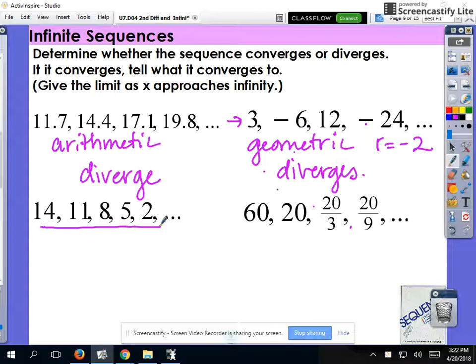I tried to trick you. This is arithmetic just the other way. So if it's arithmetic, we already said that it does not converge, it diverges. But this one diverges and goes to negative infinity. So we would say diverge for this guy.